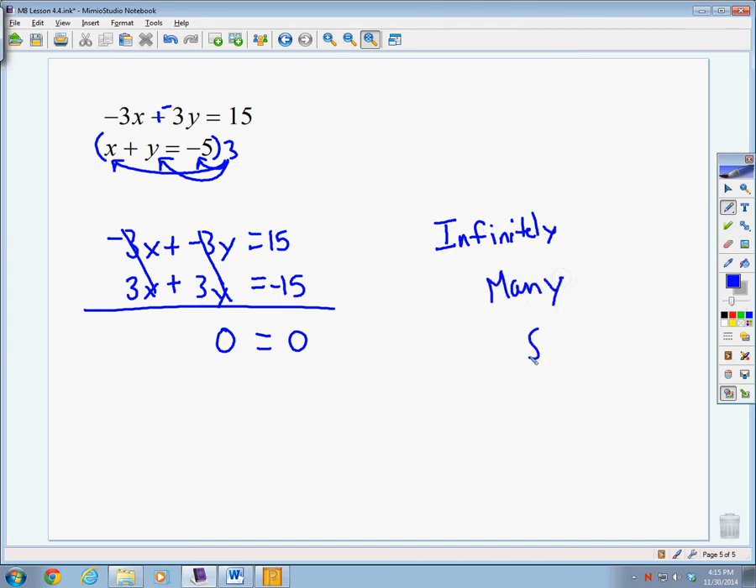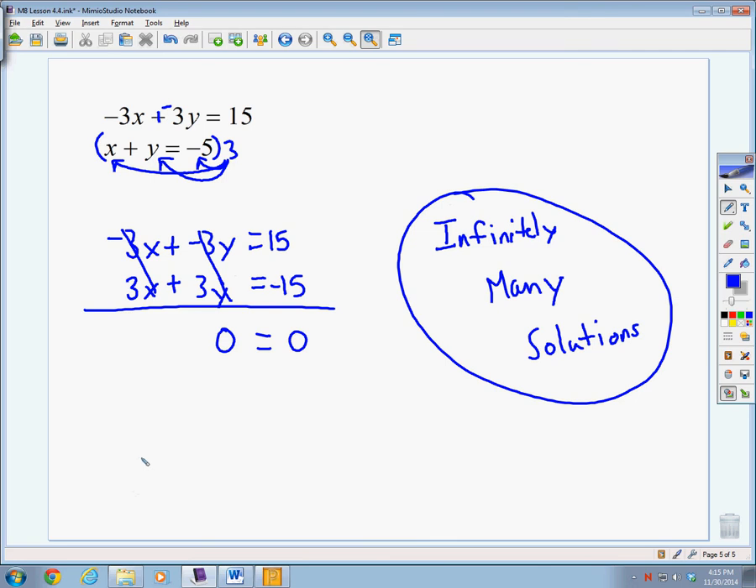If we were to graph this, we would see that they're the exact same line. And again, when I multiply the second equation by 3, remember we can do whatever we want as long as we do it to both sides, we get basically the same equation, just its opposite. So if you ever get an equation where this side does equal this side, in this case 0 equals 0, then your solution will be infinitely many solutions.